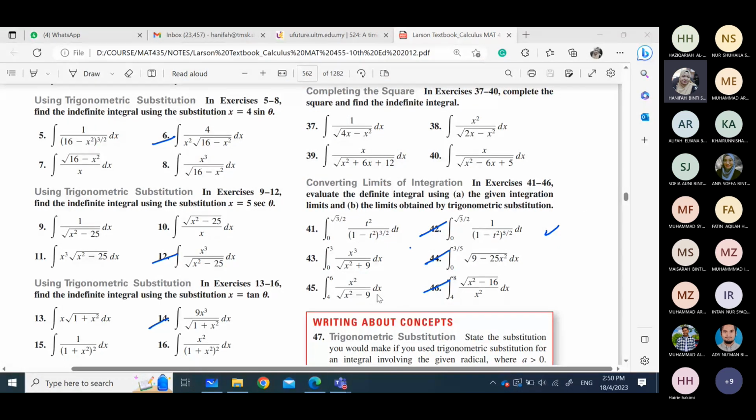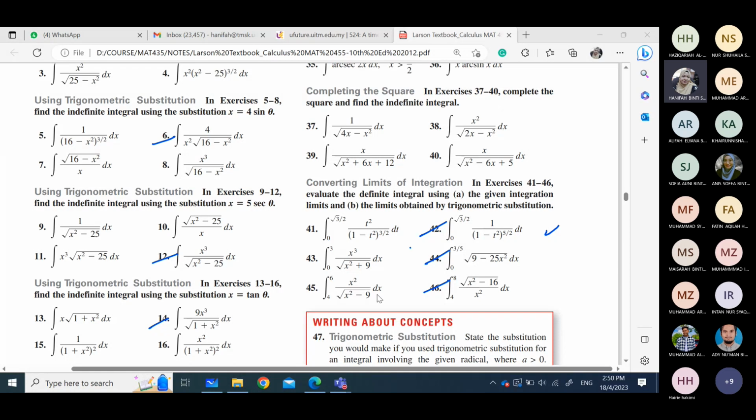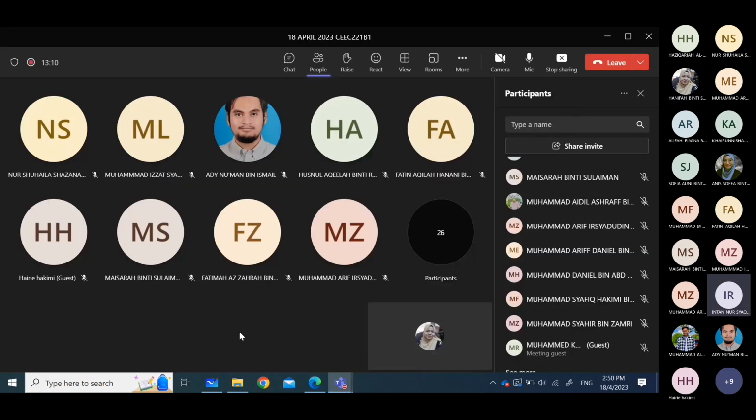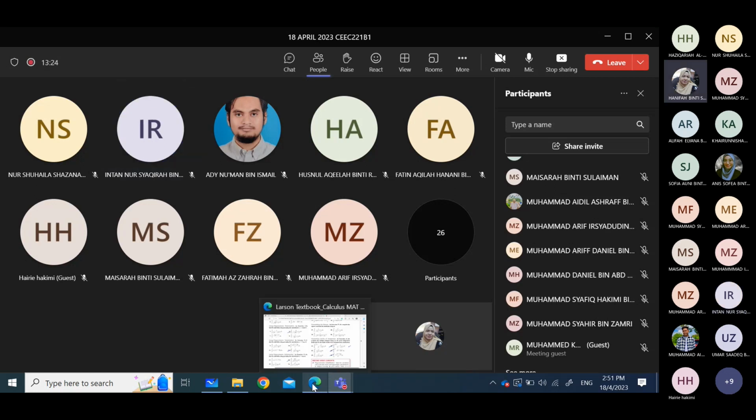Yesterday we have discussed about trigonometric substitution. So any question about trigonometric substitution? Ada soalan? Boleh tak ulang balik sebab kurang jelas. Ada sebenarnya, madam. Okay. Apa kurang jelas? Boleh tak ulang balik yang trigonometric substitution tu? Oh, okay. Kita tengok.